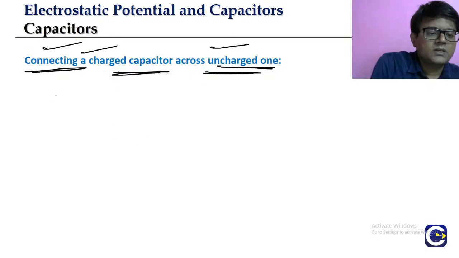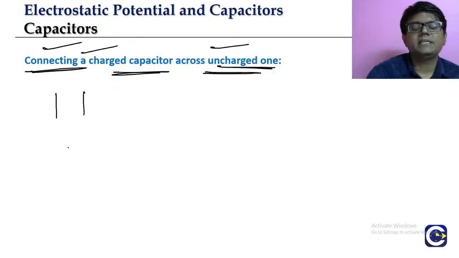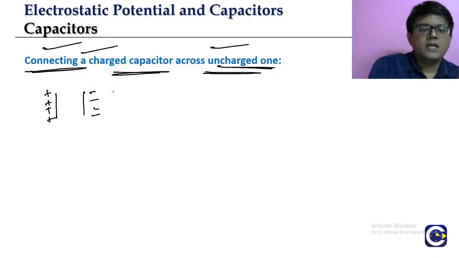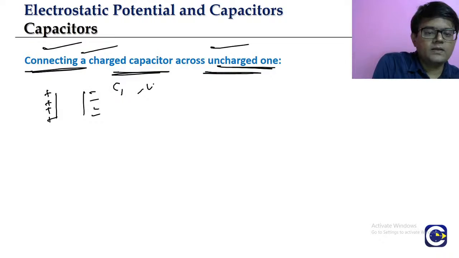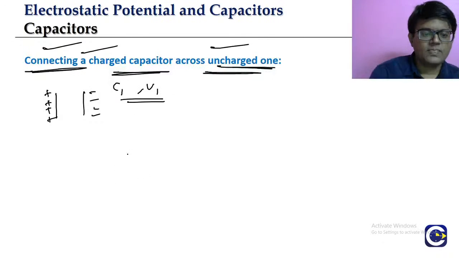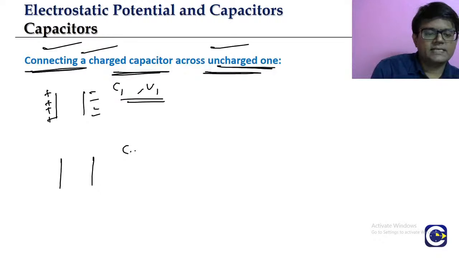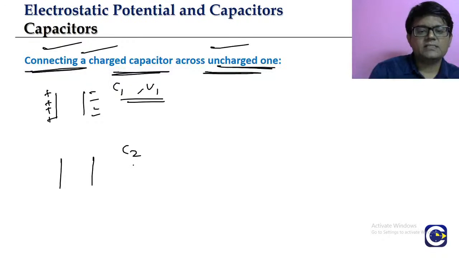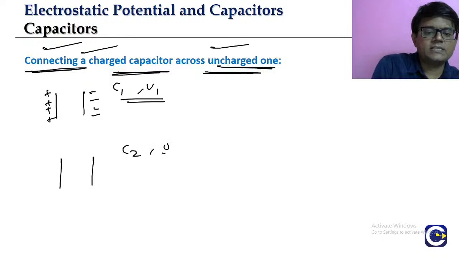What does it mean? Now we have a capacitor, and it is charged. Charged means one plate will have a positive charge, the other plate will have a negative charge. Right? Let us say its capacitance is C1 and the potential difference is V1. We are bringing another capacitor. Let us say the capacitance is C2. There is no charge on it. Charge is not there means the potential is also 0, right? Potential difference is 0, because there is no charge.